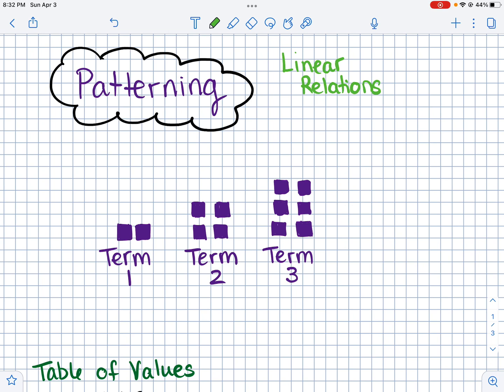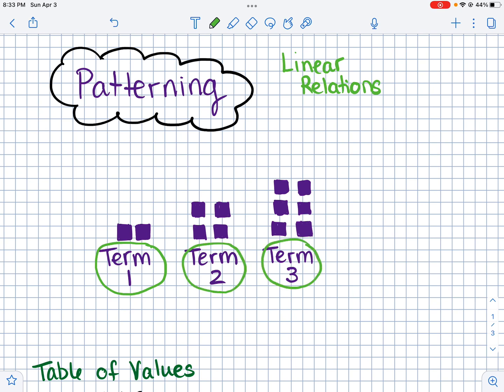Okay, so I've got these little square tiles, and I've created a pattern. So my pattern starts with 2 tiles, and then it goes to 4 tiles, and then 6 tiles. And I'm calling these terms. So this is like term 1 and term 2 and term 3.